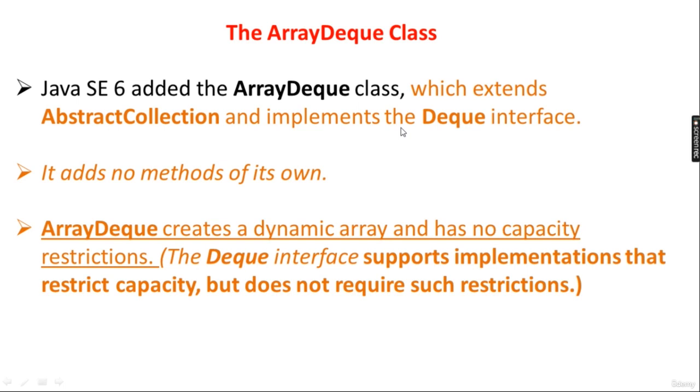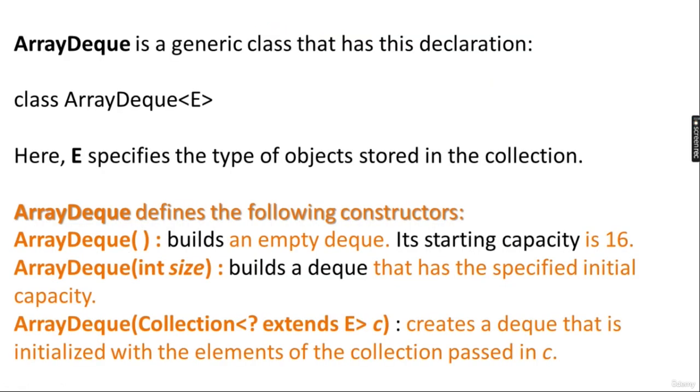ArrayDeque creates a dynamic array and has no capacity restrictions. The Deque interface supports implementations that restrict capacity but does not require such restriction. Okay. So what is the function of ArrayDeque class? It creates a dynamic array and has no capacity restriction. Okay. Still, Deque interface supports the capacity restriction implementation, but does not require such restriction in this case.